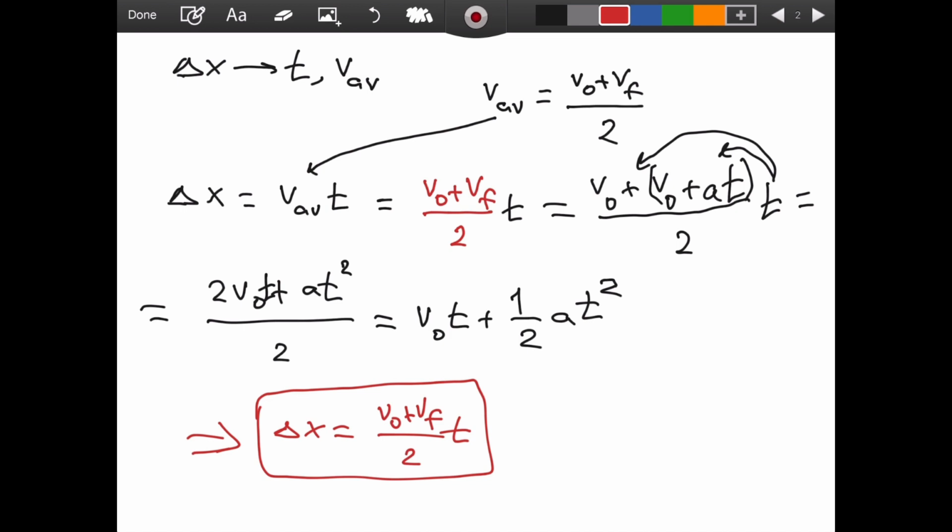So this is it for this video, and this is it for kinematics equations. I want to again emphasize that these 4 equations only work if your acceleration magnitude-wise and direction-wise is constant. Otherwise, you cannot use them.